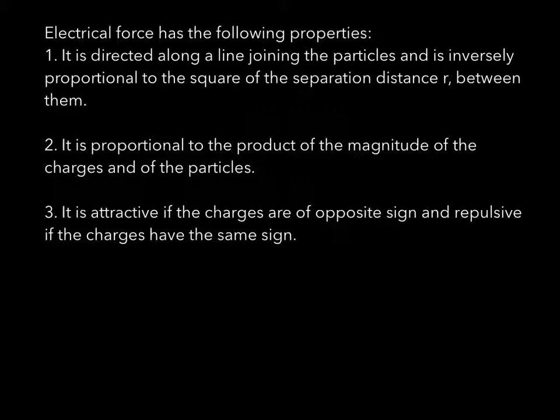So, an electrical force, where we should start, has the following properties. First, the electrical force is directed along the line joining the particles, so it's a straight line between the particles, in fact all the particles in the system. Two, it is proportional to the product of the magnitudes of the charges of the particles. And three, it's attractive if the charges are of opposite sign and repulsive if the charges have the same sign. Coulomb's law is a very important law because it's an inverse square law, as we're going to see.